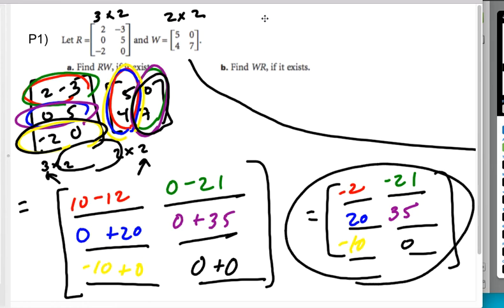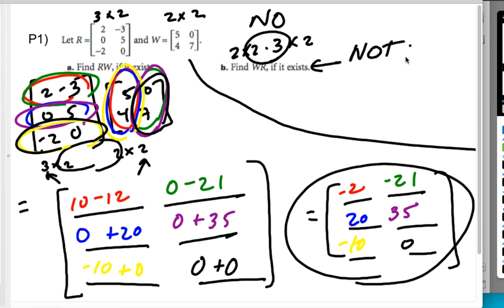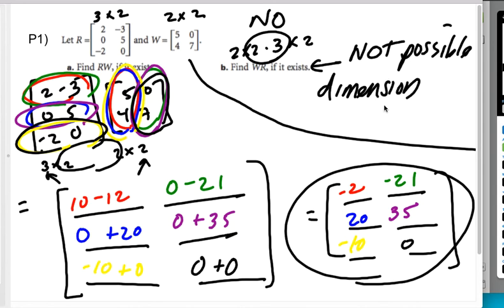And so there's my final answer. Now for WR, WR is going to be a 2 by 2 times a 3 by 2. I don't have to write them out to notice that that's not a thing. That's not possible. So not possible, dimension mismatch. And that's it. That's all you have to do. You have to be like, hey, this is a thing. It doesn't work. Okay? Cool.